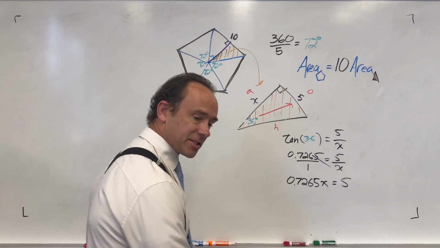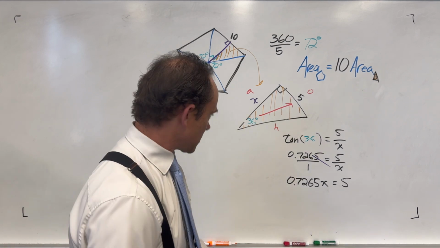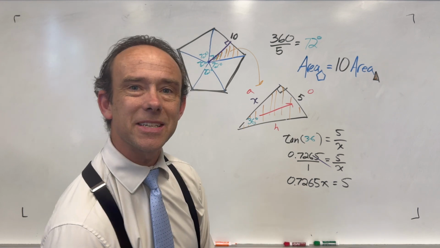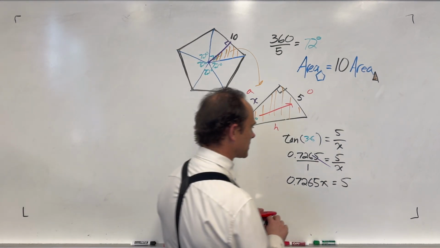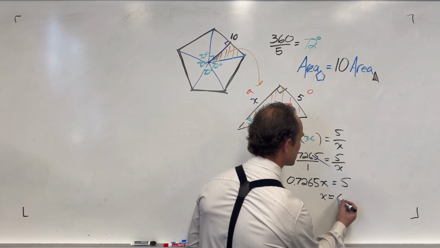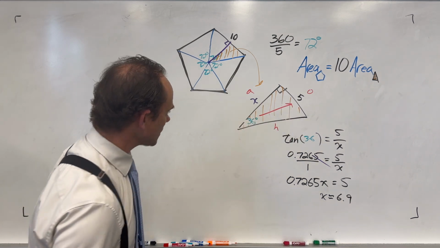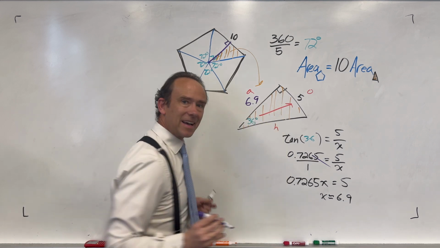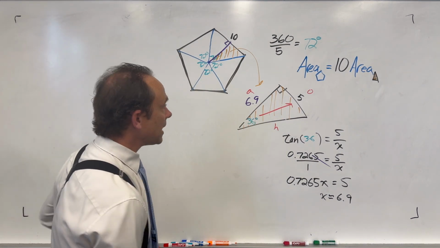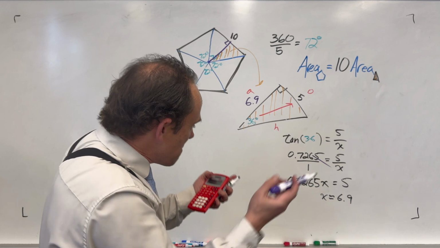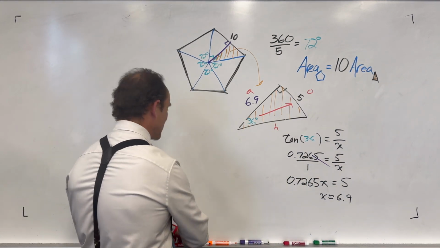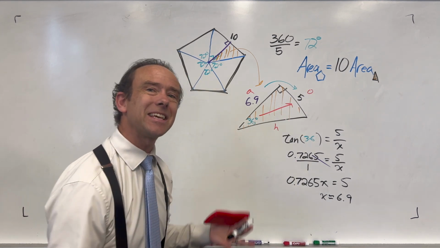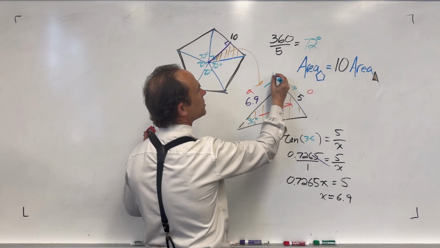Now we divide. 5 divided by 0.7265, 6.9 rounded. Okay, so x is approximately 6.9. Beautiful. So now I know this value. It's about 6.9. The other thing we could do is just remember that the tangent always multiplies the adjacent to get to the opposite. So if you have to go the other way, you just divide.